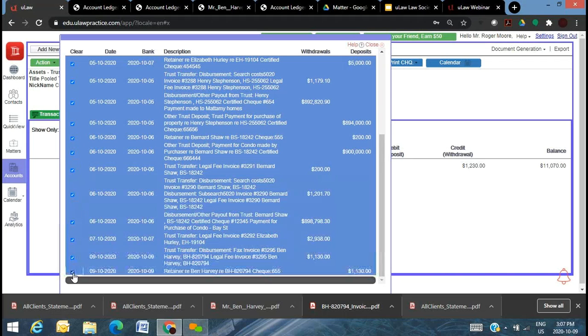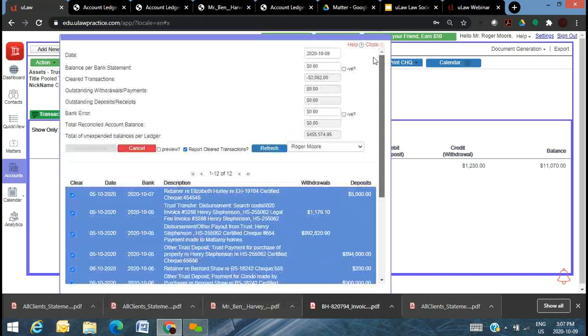Those two transactions that happened this afternoon. Tell us the bank statement. What was the balance on the 9th? Were there any outstanding withdrawals, outstanding deposits? We're going to assume nothing. There was no bank errors. And you're ready to reconcile.